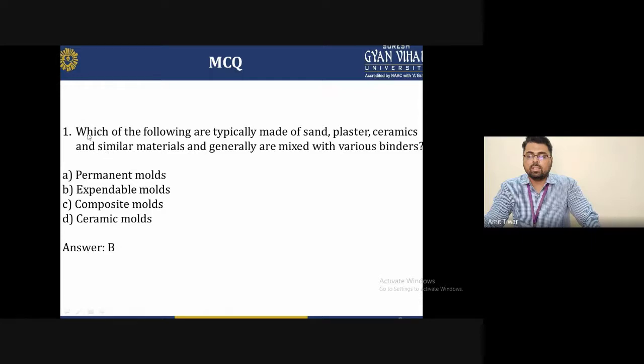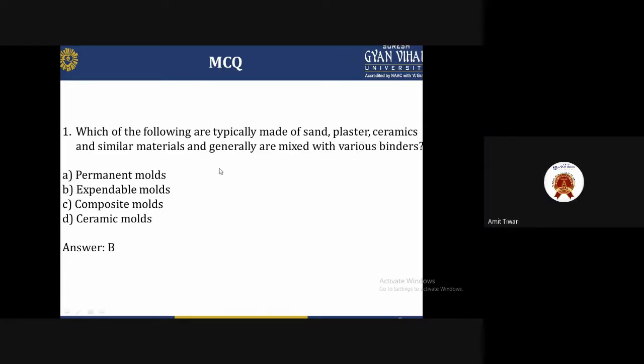The first question is: which of the following are typically made up of sand, plaster, ceramic and polymer-similar materials, and are generally mixed with various binders? The options are A permanent mold, B expandable mold, C composite mold, and D ceramic mold. The correct answer is B, expandable mold.